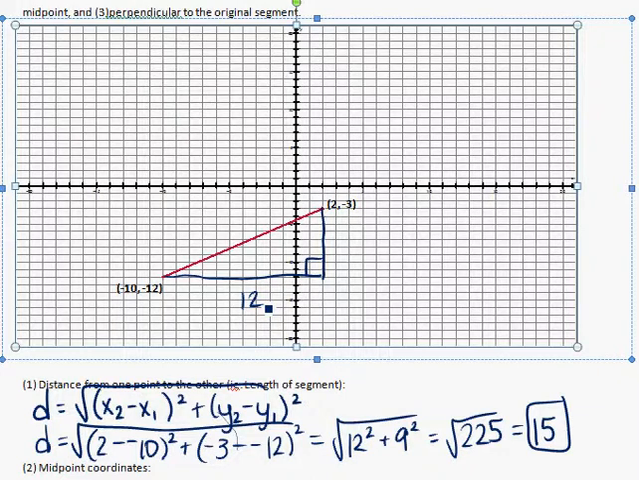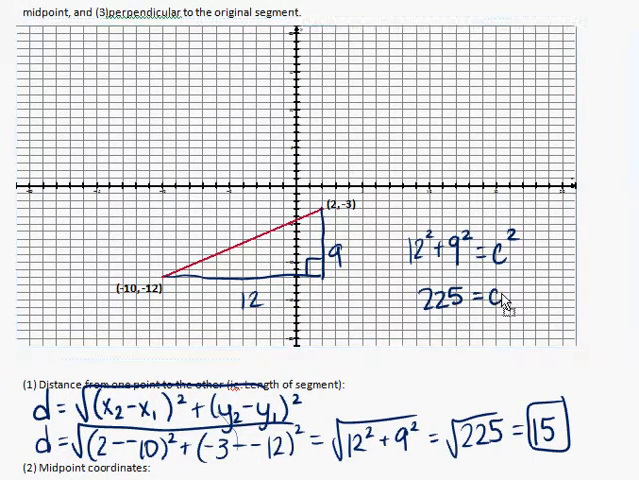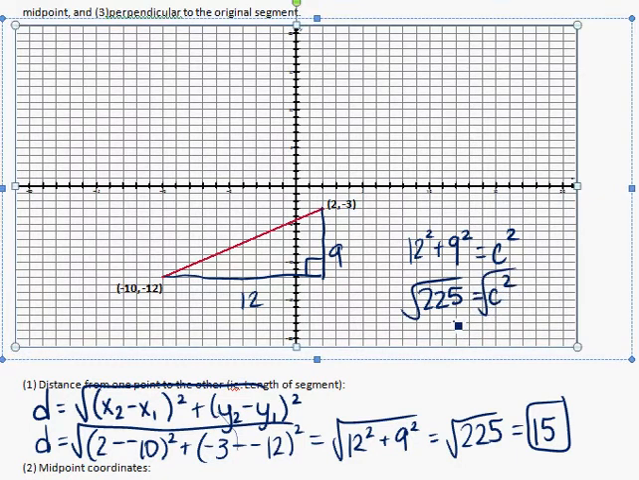To find the height of my right triangle, I'm going to do negative 3 minus negative 12, which is 9 units. That looks a lot like the second half of my distance formula. Then I'm just going to do the Pythagorean theorem, which is leg squared plus leg squared equals hypotenuse squared. 12 squared plus 9 squared is 225, and the square root of 225 is 15 units. So you see that we get the same answer for the length of this line segment, whether we use the Pythagorean theorem or the distance formula.